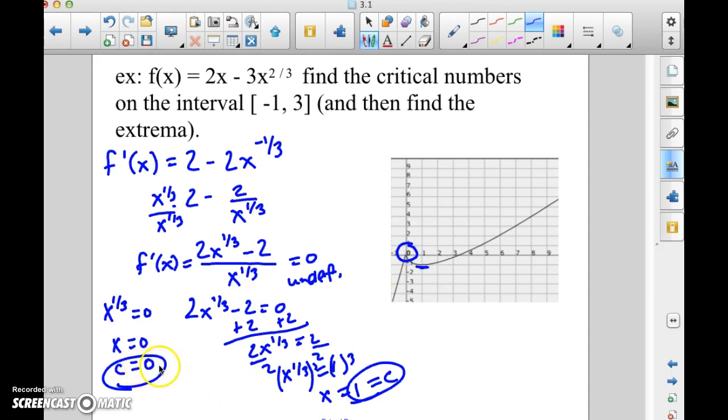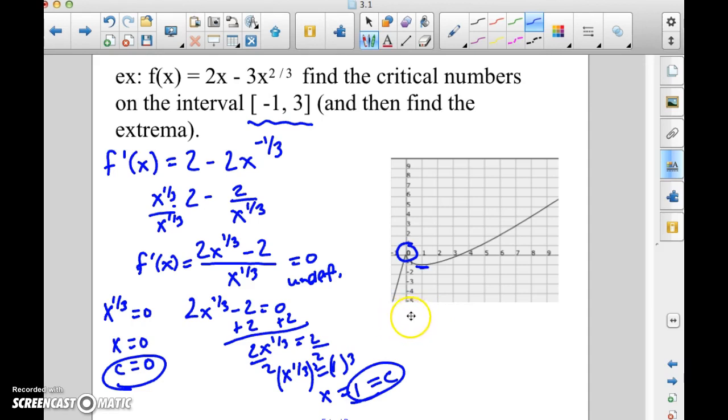Let's go back and check our critical numbers in our interval. Are 0 and 1 in the interval from -1 to 3? Yes, they are. So then we have answered our first question. Find the critical numbers on the interval from -1 to 3. And we confirmed it with a graph, which is unnecessary, but just for learning purposes, we want to do that. Then we want to find our y values at those critical numbers.